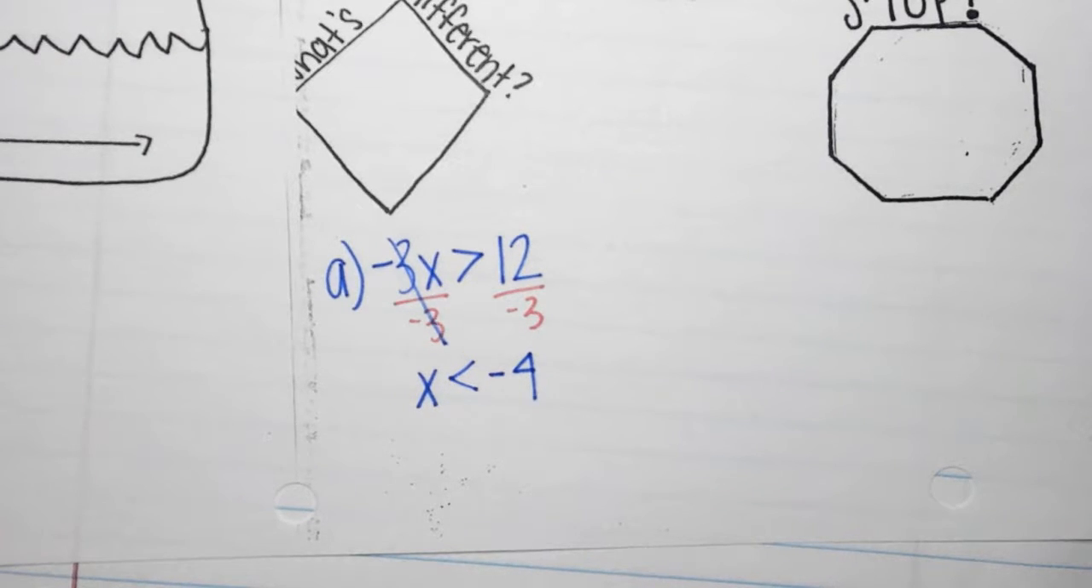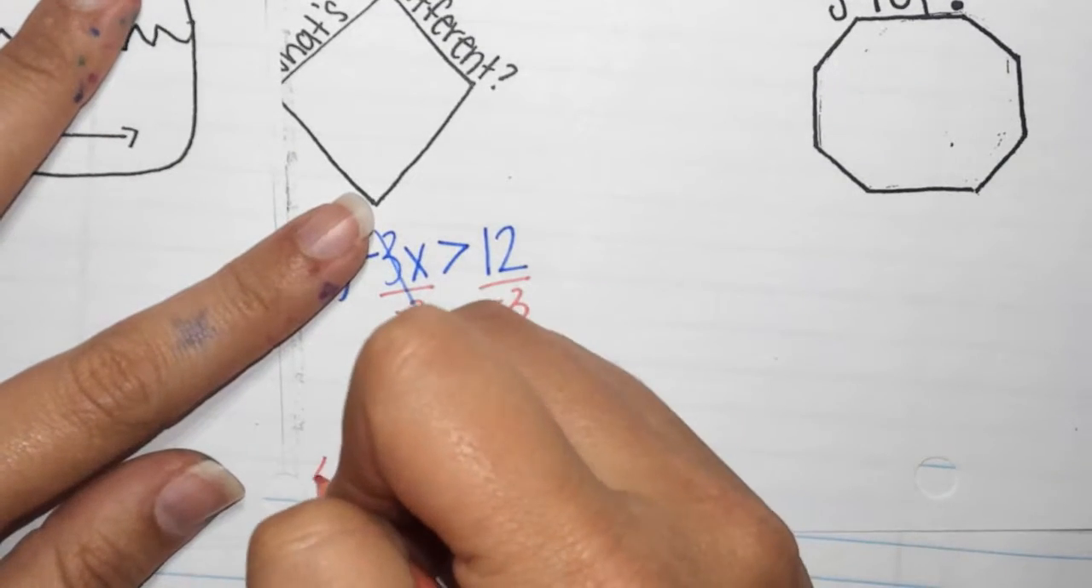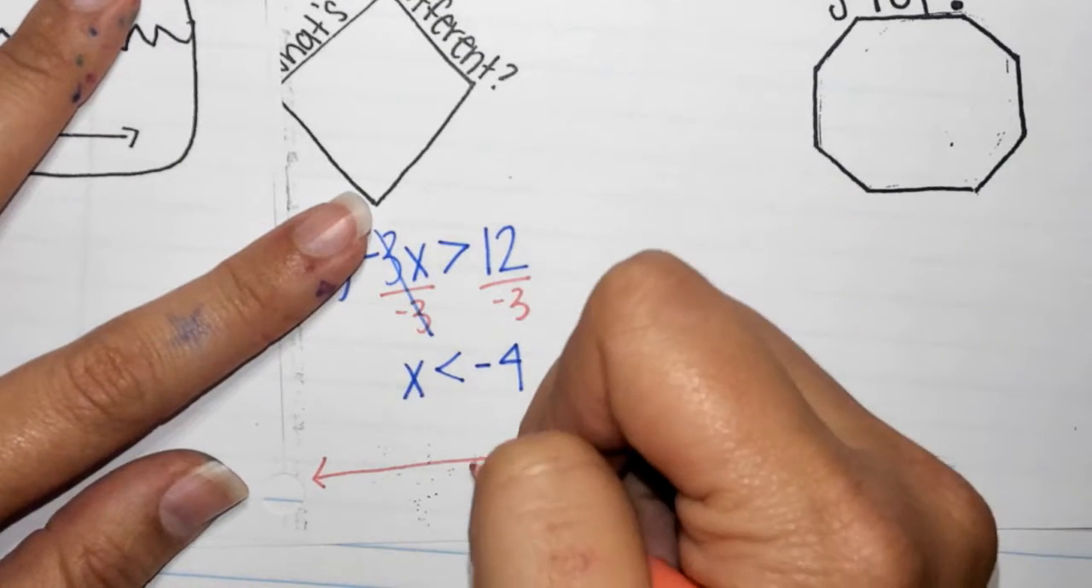Now, what do we have to do after we solve it? We have to graph it. Why do we have to graph it? Because it shows whether it's open or closed, it shows which way it's going, and it shows our answer in another way. It can be any number. We graph it because we have infinite answers to an inequality.